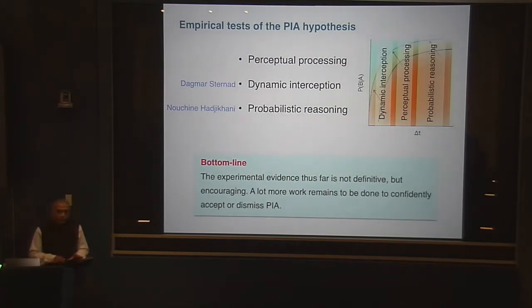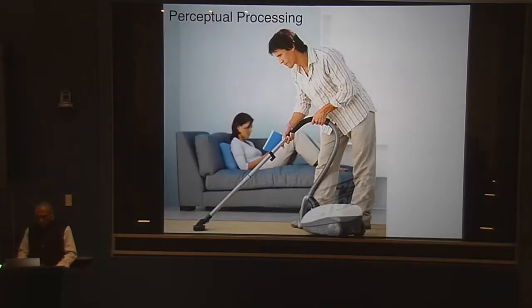The bottom line for this talk would be that the experimental evidence thus far is not definitive, but it's encouraging. And you will hopefully see some of the reasons why we are encouraged by it. But a lot more work needs to be done in order for us to have more confidence in either accepting or rejecting the PIA. So with that, let me start with the first piece, perceptual processing.